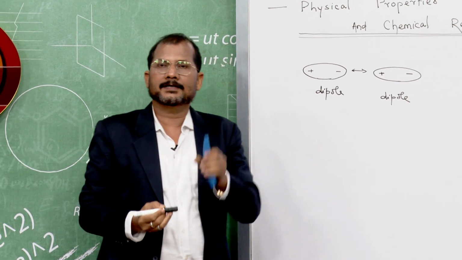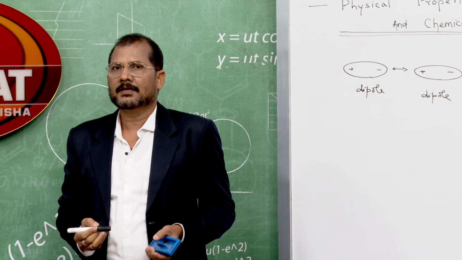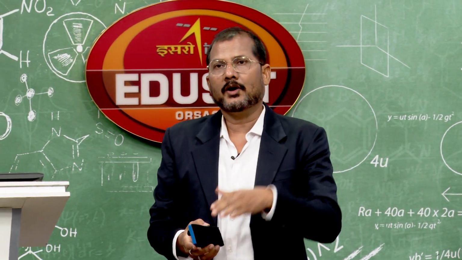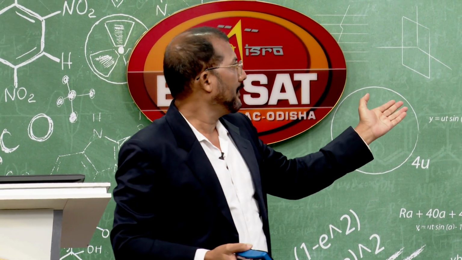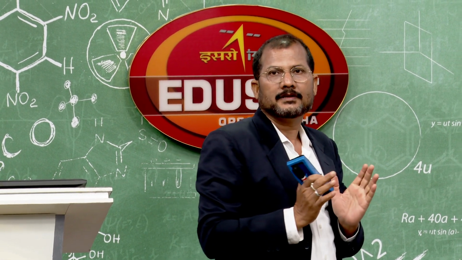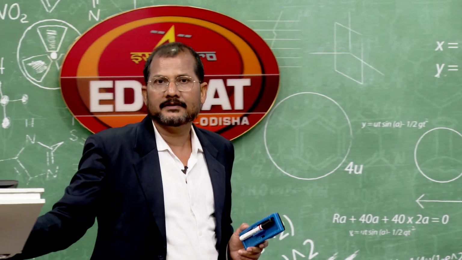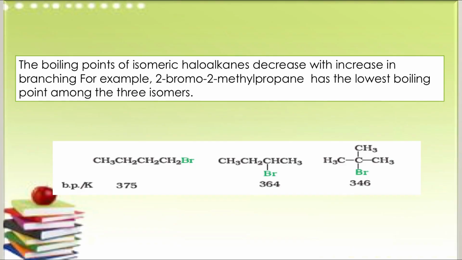So, according to that concept, for one particular alkyl halide, the boiling point increases if dipole attraction increases or if the surface contact increases. We can see here on the slide, the boiling point of isomeric haloalkanes decreases with branching. For example, 2-bromo-2-methylpropane has the lowest boiling point among all the three isomers. Let us discuss that 2-bromo-2-methylpropane.